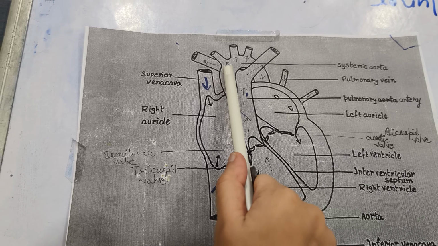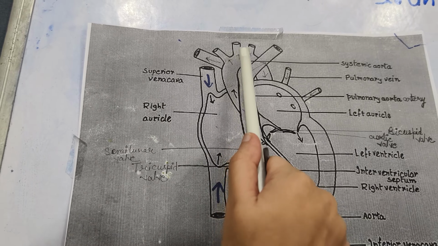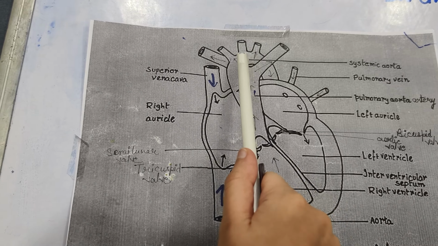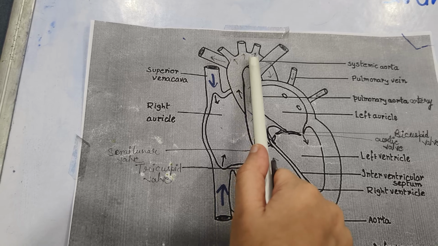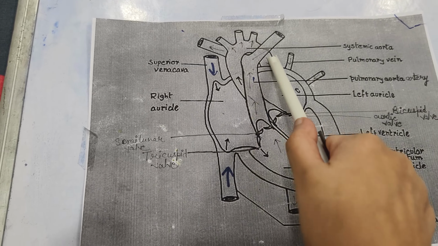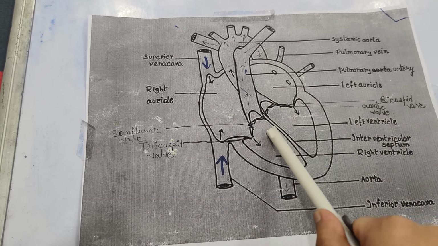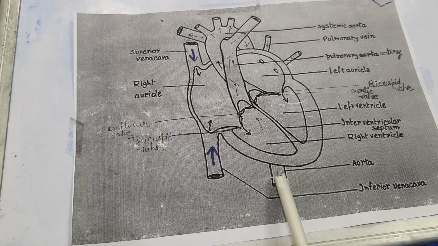Here blood goes up, and here there are three holes in aorta that provide the oxygenated blood to upper parts of the body, and then aorta goes backwards to the back of the heart. It leads to the back of the heart, and then it goes down. It moves down, and then aorta finishes here.